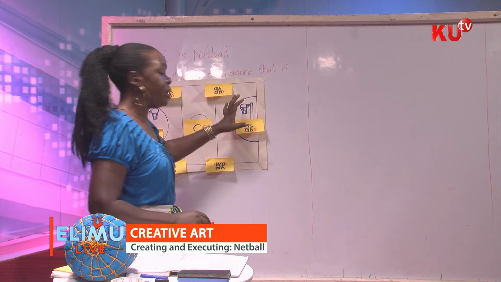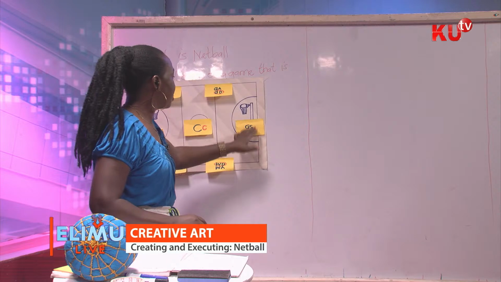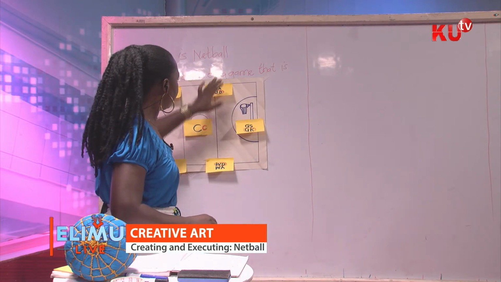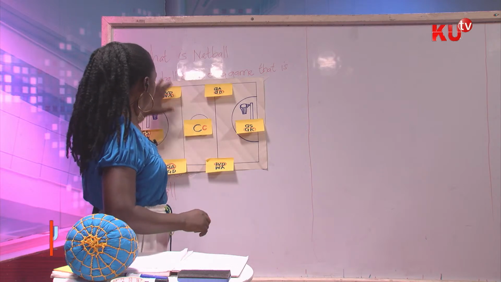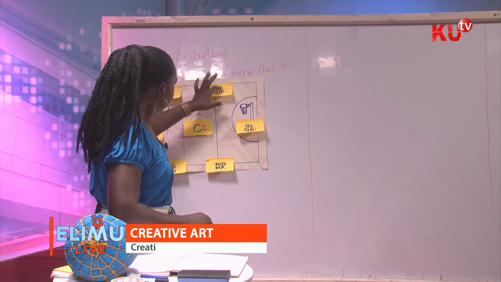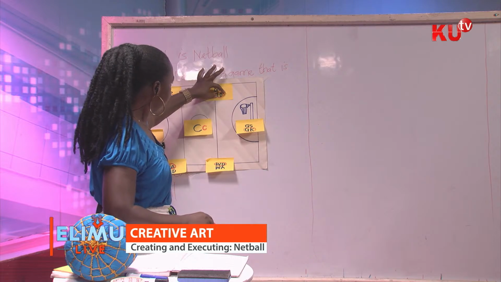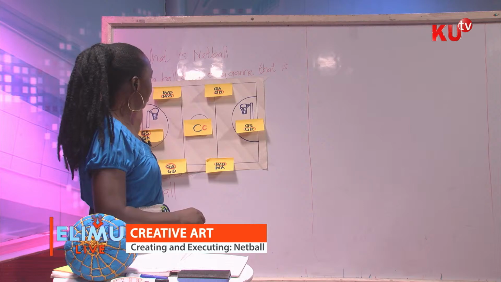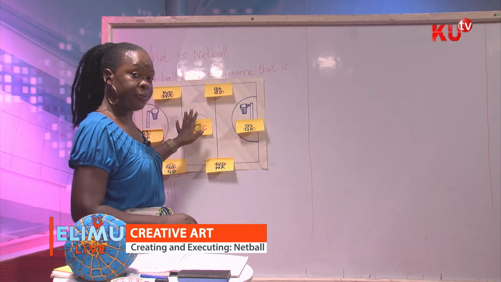And in case there's any rebounding ball, the goalkeeper will make sure that she passes it back to anybody who is ready here or at the center, or anybody who is ready here, the goal defender, the wing defender, or back to the center, and then the ball will be passed towards their goal.